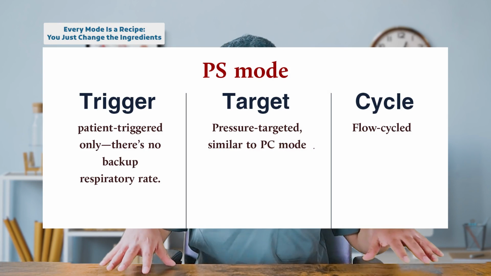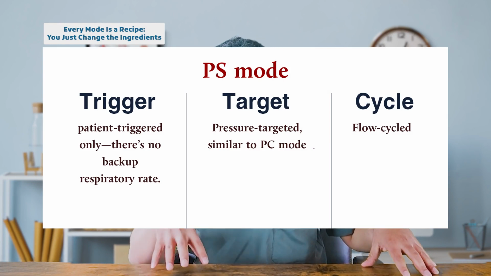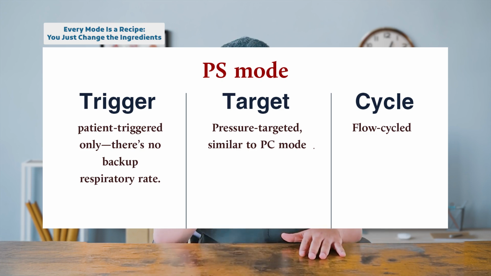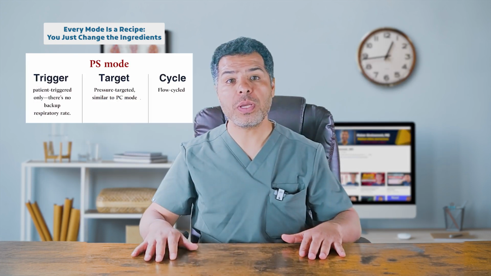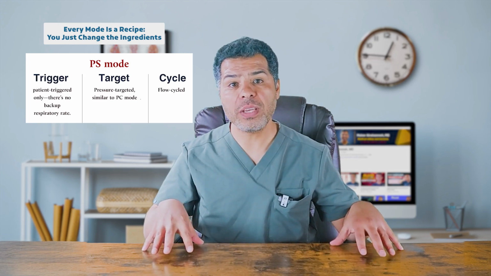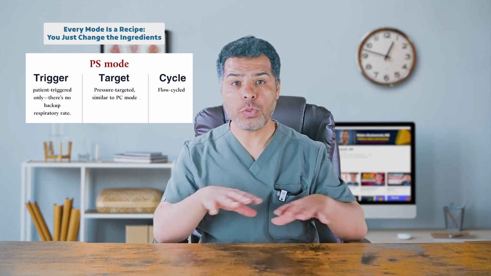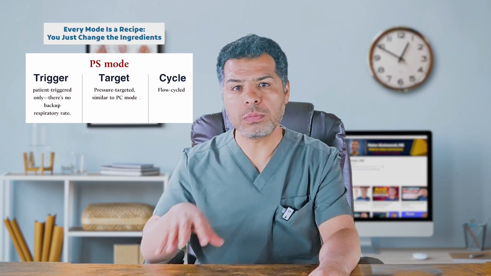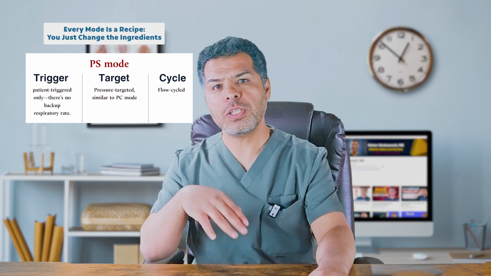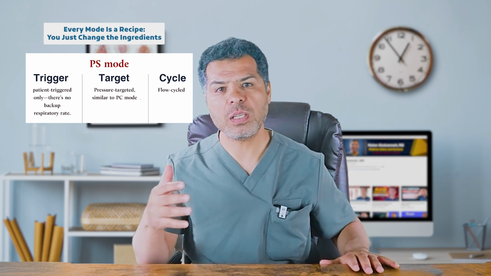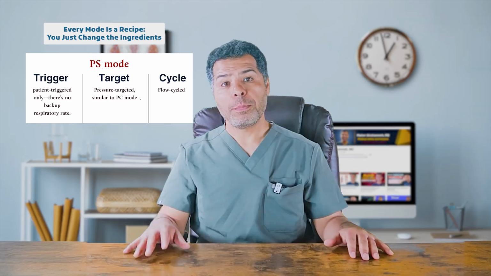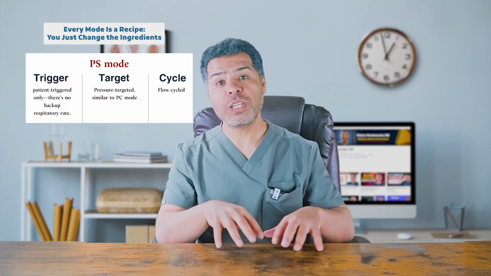The trigger in pressure support mode is the patient's trigger only. There is no backup respiratory rate. That's why it's suitable only for awake, spontaneously breathing patients, typically during the weaning phase of mechanical ventilation. So there is no backup rate. Pressure support mode is a pressure target mode, similar to the PC mode. The ventilator delivers a breath by applying a set inspiratory pressure above the PEEP to assist the patient's spontaneous effort. But the cycle in pressure support mode is flow cycle.